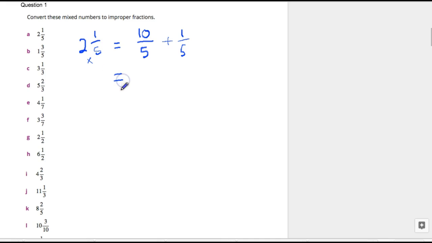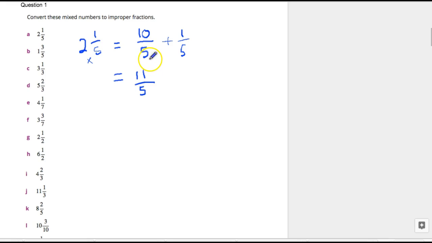Now, we haven't done addition of fractions just yet, but you would have done it in primary school. So you know when the denominators are the same, you can easily just add them together. So 10 plus 1 is 11, and then the denominators stay the same. So when we add them, we keep the denominator the same.